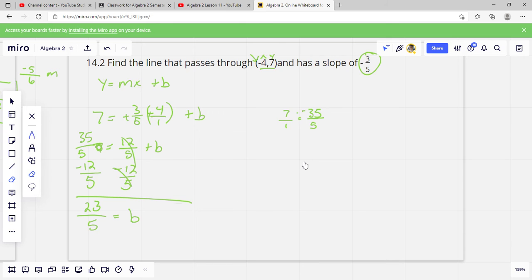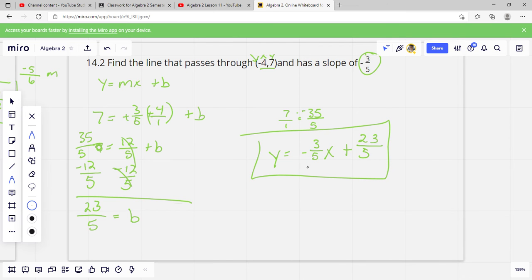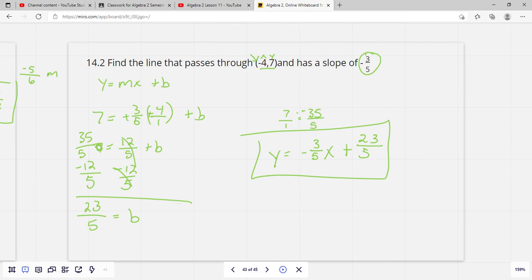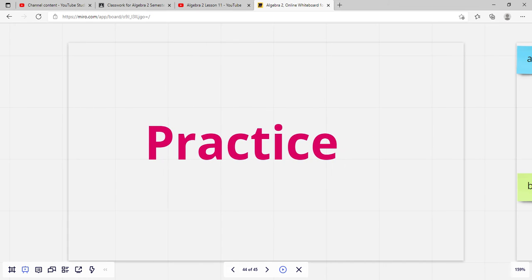So now I know my b value. So I can say y equals m, which was negative 3/5 x plus b, which is 23 over 5. Super simple. All right, go ahead and work the practice problems, and then I'll work them for you.